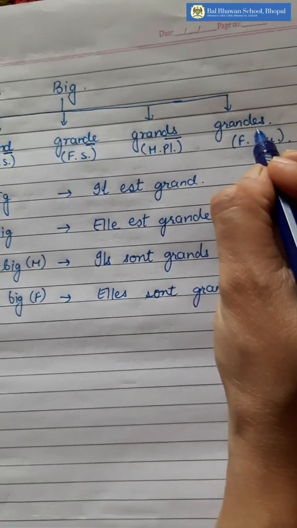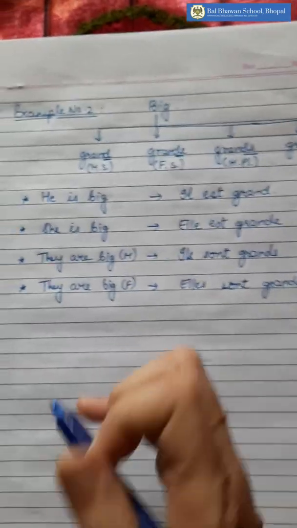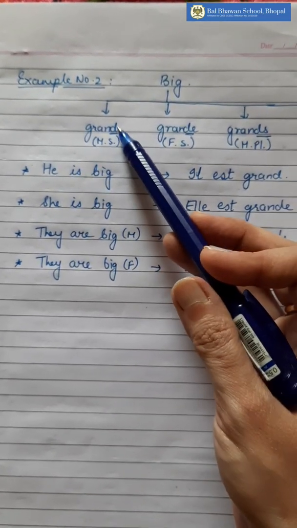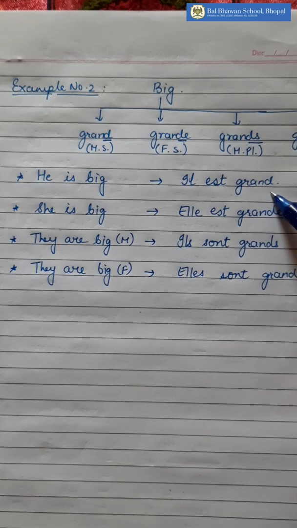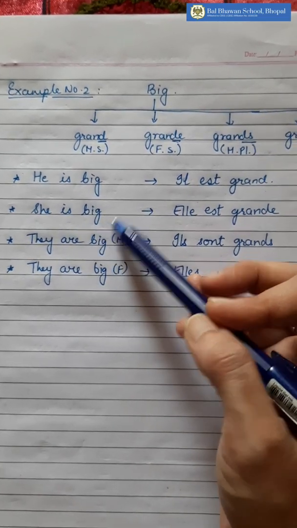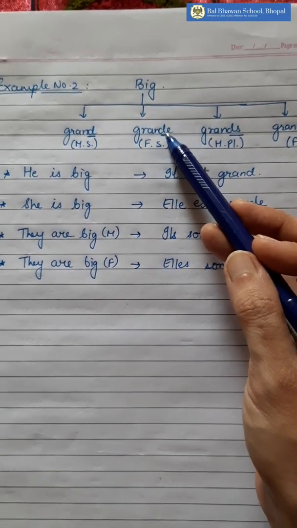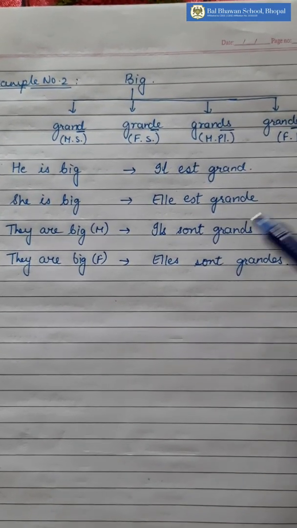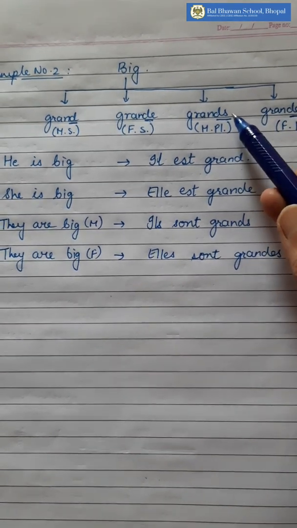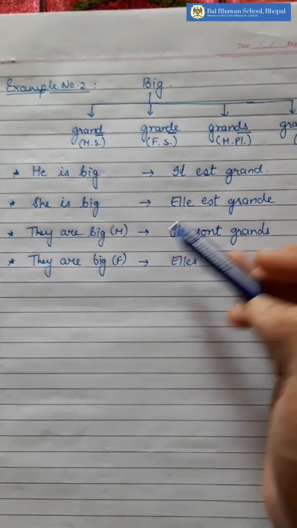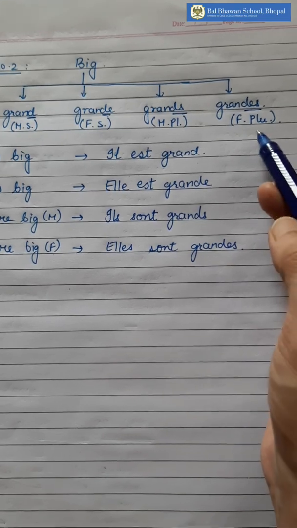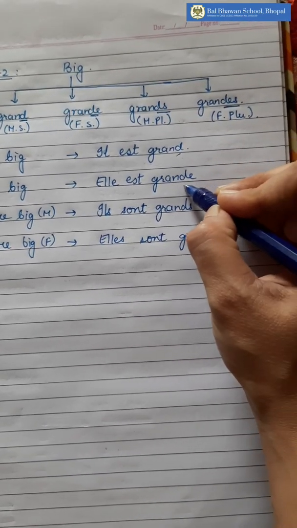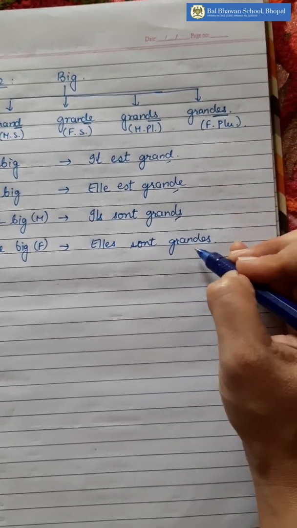Okay, and when we use these words, the first one is he is big. अब he is big है मतलब boy है, तो हम ये वाली spelling use करेंगे. So il est grand. She is big, it means she is a girl. So elle est grande. They are big for masculine, it means boys का group है. They all are big, so we will write ils sont grands. And they are big for feminine, so we will write elles sont grandes. Okay, so you have to just learn these endings.